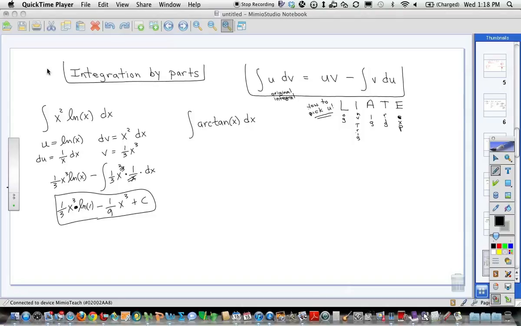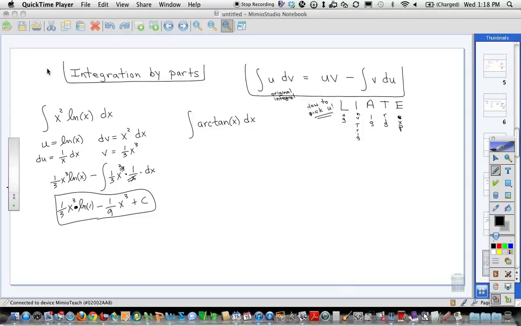But here we go. We just said we don't know how to do the antiderivative of arctangent. Just like with tangent, we didn't know how to do the antiderivative, so we did a u substitution. We made it sine over cosine, and we were able to do it. We're going to do the same kind of thing here. Again, u substitution wouldn't help. If we let u equal arctangent x, there's nothing to do. We can't do arcsine over arccosine. That doesn't work.